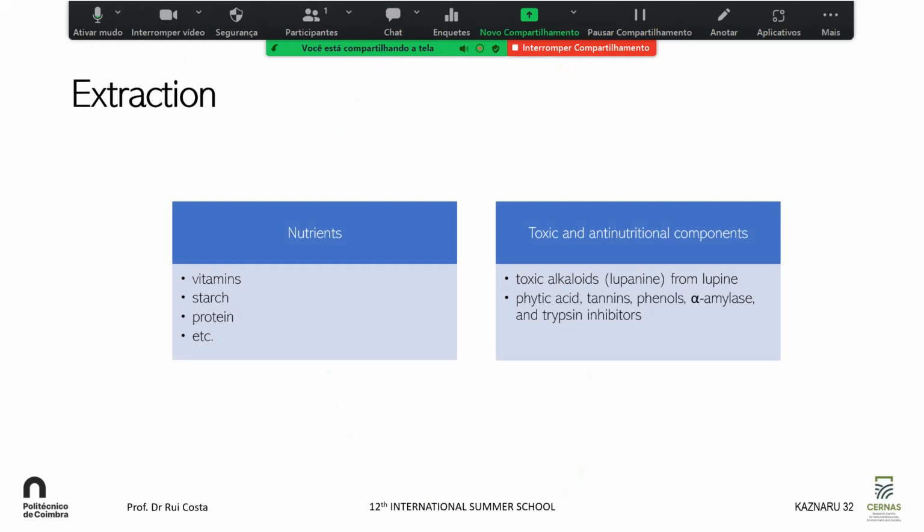What happens on extraction? On extraction, we can see extraction of nutrients like vitamins, starch, and protein, and others. But there's some extraction that we would like to see. For example, of toxic alkaloids from lupin, or extraction of phytic acid, tannins, phenols, and trypsin inhibitors that are present in many pulses, and they are called anti-nutritional components.